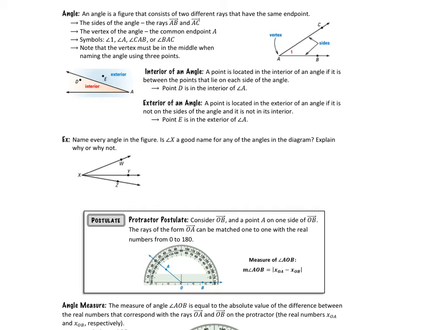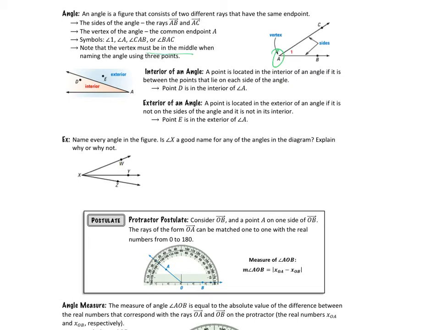Our next definition that we're going to look at is for an angle. An angle is a figure that consists of two different rays that have the same endpoint. That endpoint is called a vertex, and the two sides of the angle are both rays. So just like when we had lines, there are many different ways in which we could label this same angle, in this case angle 1, angle A, angle CAB, or angle BAC. If we are going to use all 3 points, the vertex must be in the middle.